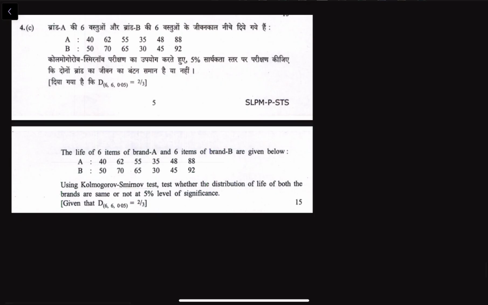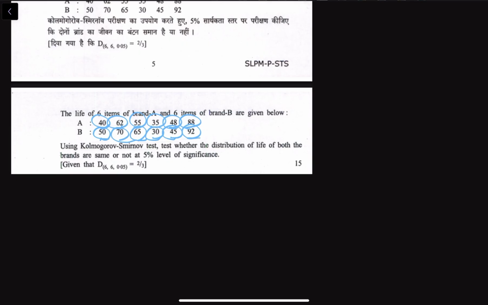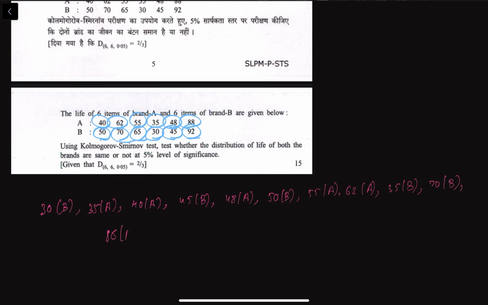So first, if we arrange this combined data in ascending order, the first element is 30, that's from B, and then 35 from A, and 40 from A, and 45 from B, and 48 from A, and then 50 from B, and then 55 from A, 62 from A, 65 from B, 70 from B, and then we're having 88 from A and 92 from B.